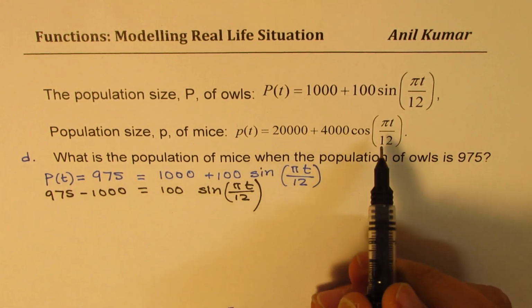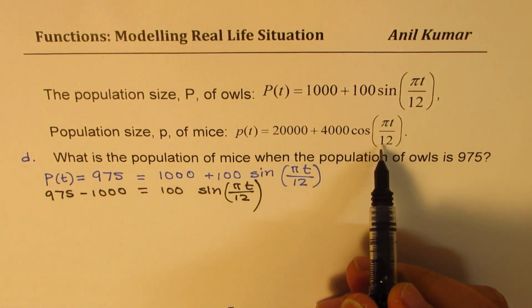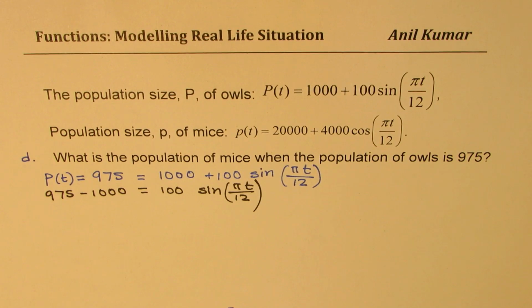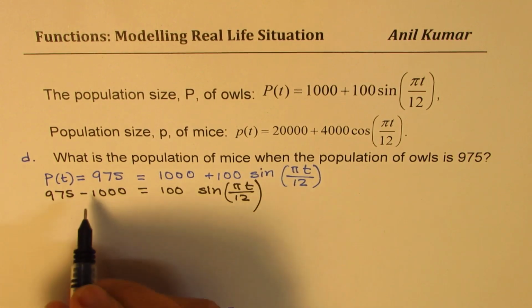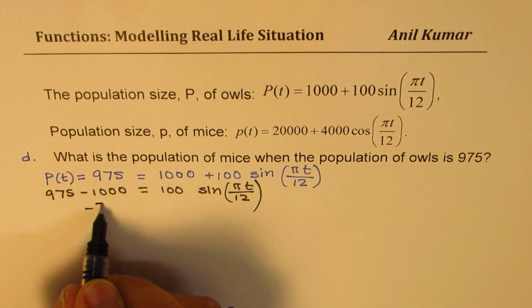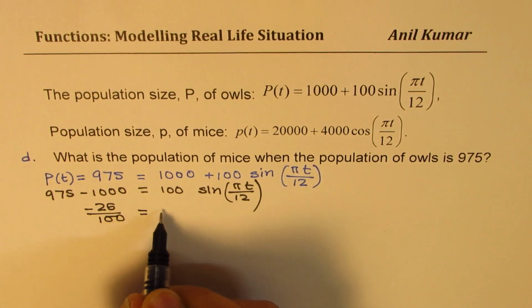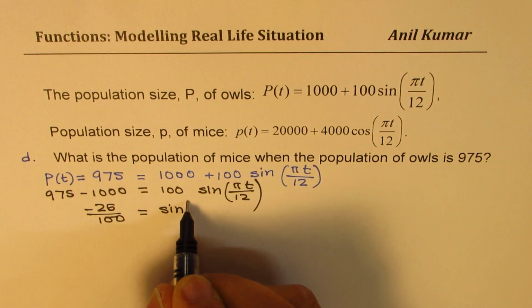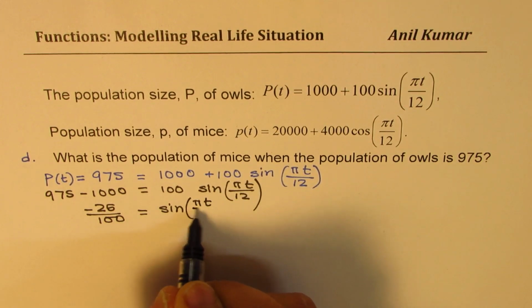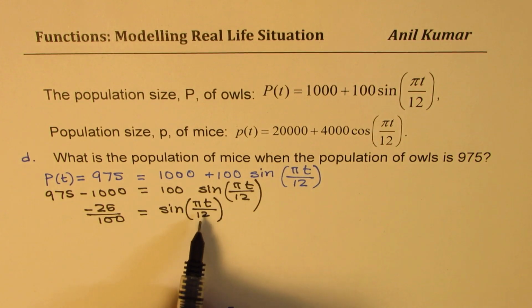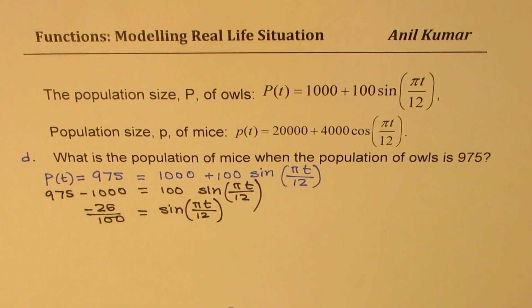Now the good part is that we need to find the whole thing, sine of pi t by 12. You need not really worry much about t, correct? So we get here negative 25 over 100 equals sine of pi t over 12. Correct? So from here, now this is negative. It really means what? Let's review as we move forward.